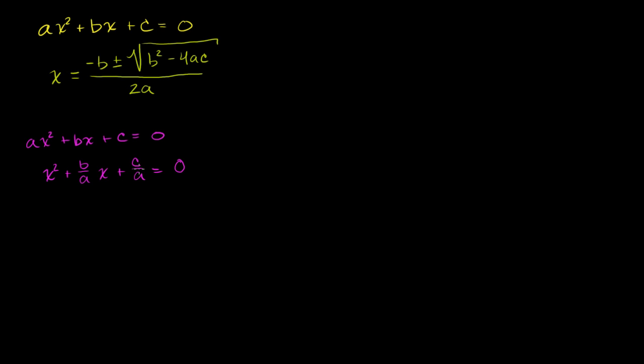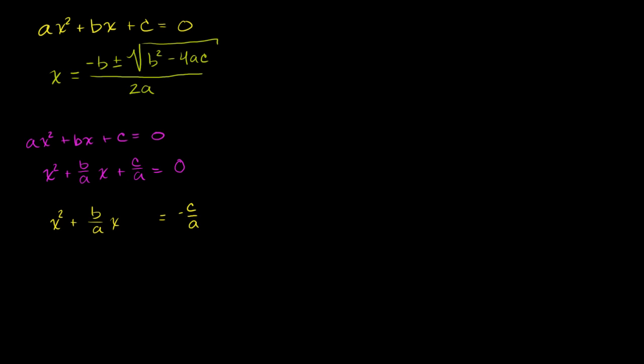Now let me get the c over a term onto the right-hand side. So let's subtract c over a from both sides. And we get x squared plus b over ax plus, well, I'll just leave a blank there because this is gone now. We've subtracted it from both sides, is equal to negative c over a. And I left a space there so that we can complete the square.